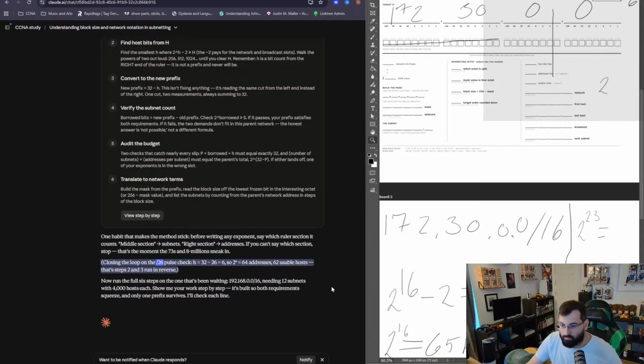Closing the loop on the /26 pulse check: 32 minus 26 equals 6 host bits, which gives 64 addresses, and steps 2 and 3 run in reverse. Now run the full 6 steps on the 192.168 problem that's been waiting, with 4,000 hosts each. Show me your work step by step. It's built so both requirements squeeze, and only one prefix survives. Okay, I'll check each line.